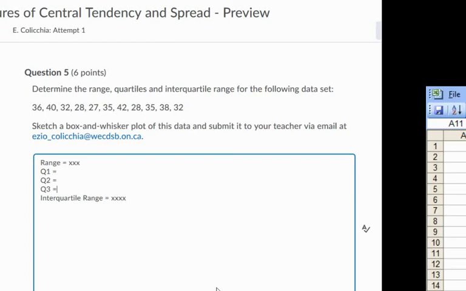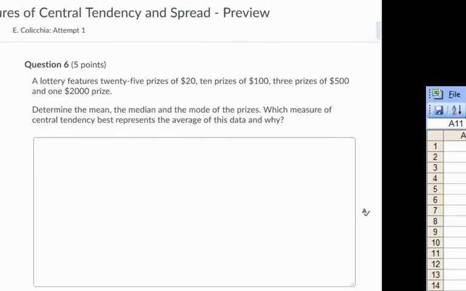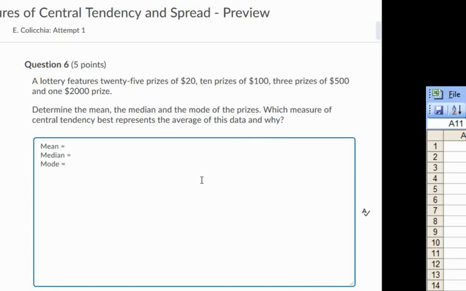I'll be marking this just by looking at it. For the box and whisker plot, do it on paper, take a picture of it, and then email it to me. And that'll be the best way for me to mark that. The last question on this quiz asks you, again, to find the mean, median, and mode. So after you do your calculations, you can just type in the mean, median, and mode and say what they are. And then when it asks which measure of central tendency best represents the average of this data, and why, you can just type in your explanation in words for that question.